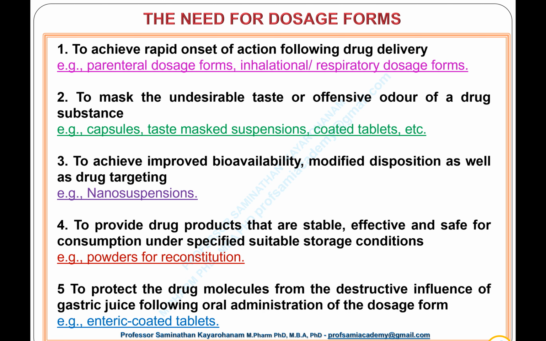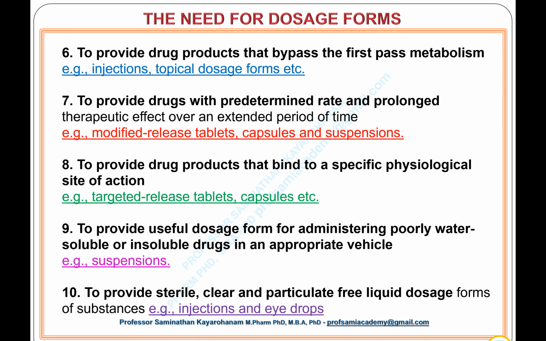4. To provide drug products that are stable, effective and safe for consumption under specified suitable storage conditions, for example, powders for reconstitution. 5. To protect the drug molecules from the destructive influence of gastric juice following oral administration of the dosage form, for example, enteric-coated tablets. Next slide, the need for dosage forms continued.